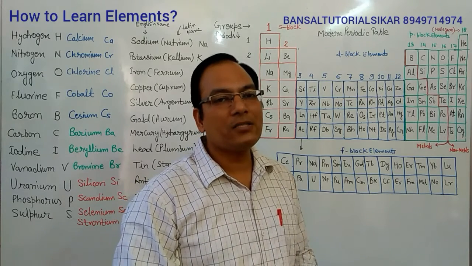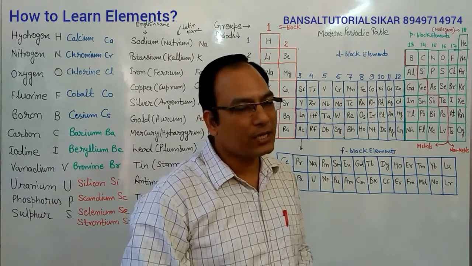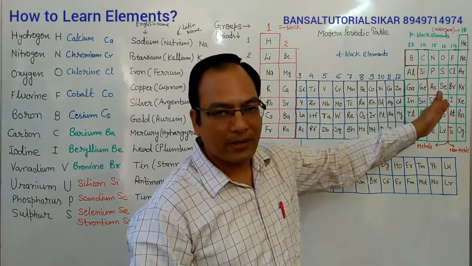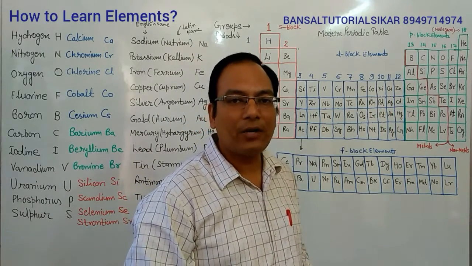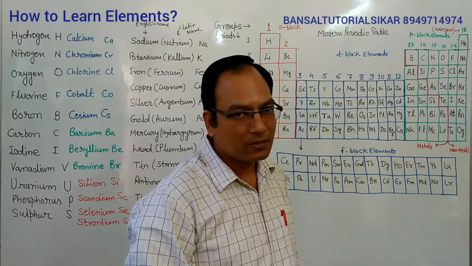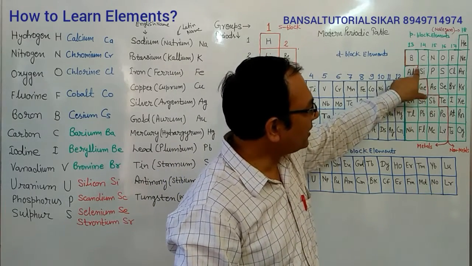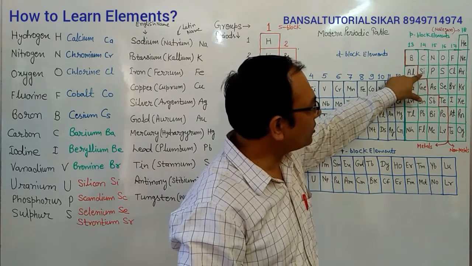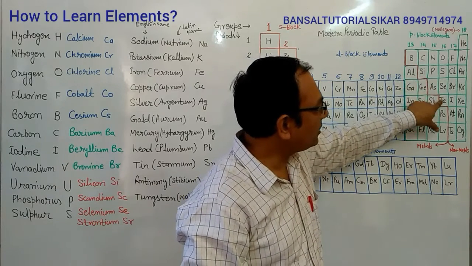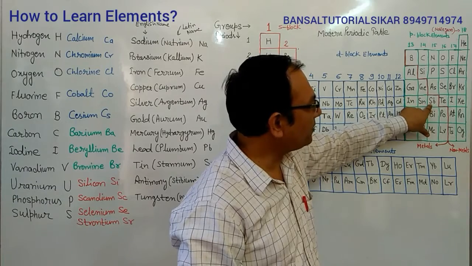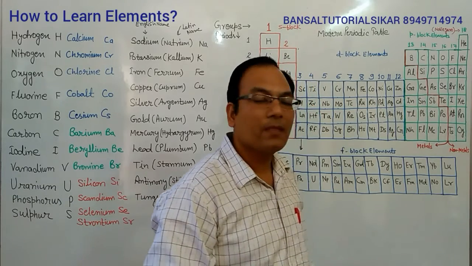Some elements share both natures, metal and non-metal. These are known as metalloids or semi-metals. For example, the elements on this borderline, this zigzag line, like boron, silicon, arsenic, tellurium, germanium and antimony, are metalloids.